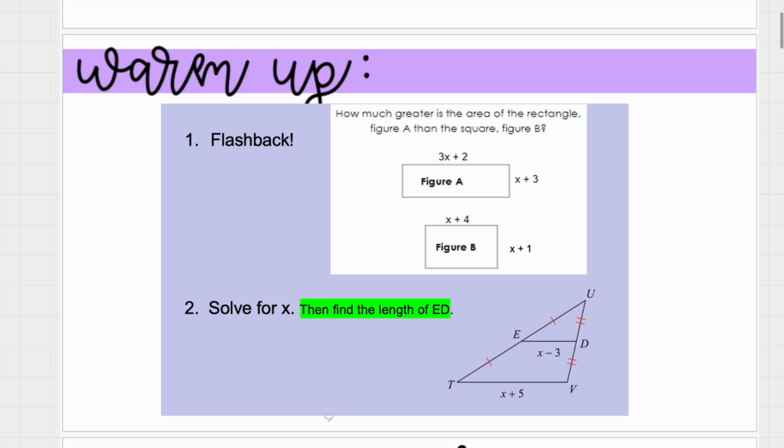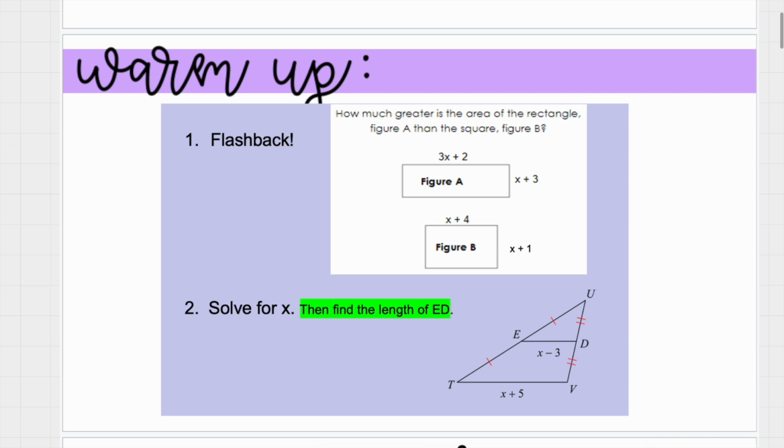And number one, we're going to look at a polynomial problem. The polynomial problem that you see here is asking which has the greater area. And remember that when you have the area of a rectangle, you're going to multiply your length times your width. Well, these are polynomials, so you can make a box if you want to and multiply 3x plus 2 times x plus 3. Then you're going to do the same thing here, and then find out how much is greater, you're going to subtract. So take a second and do that.